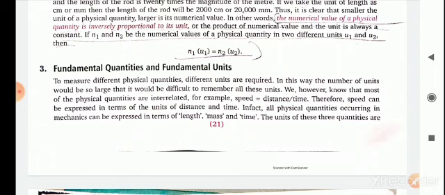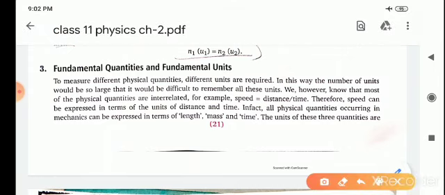Next, we go to fundamental quantities and fundamental units. To measure different physical quantities, different units are required. In this way, the number of units would be so large that it would be difficult to remember all of them. We, however, know that most physical quantities are interrelated. For example, speed equals distance upon time.